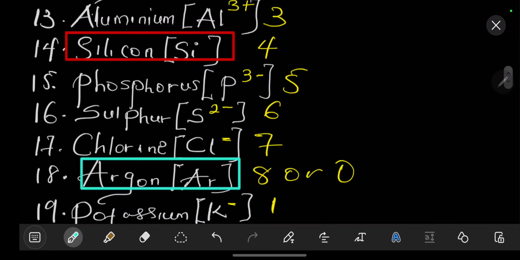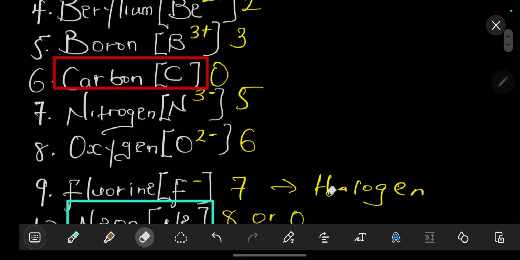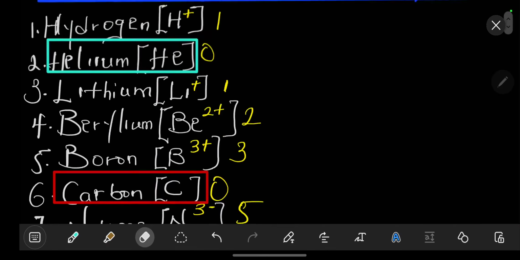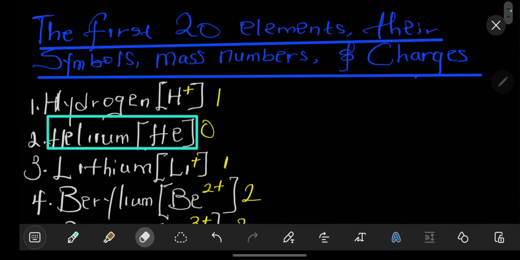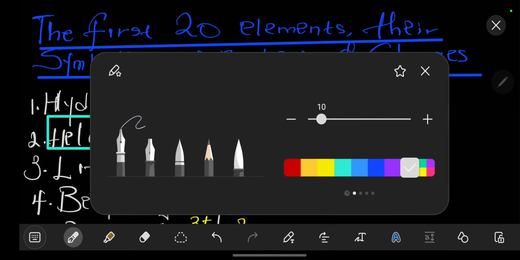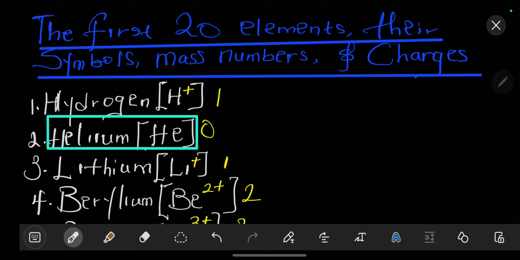Now, having done that, I believe the charges are clear right now. We want to go straight into the mass numbers. How can we get mass numbers? That's also another challenging part for most people. But I will help you break that down.